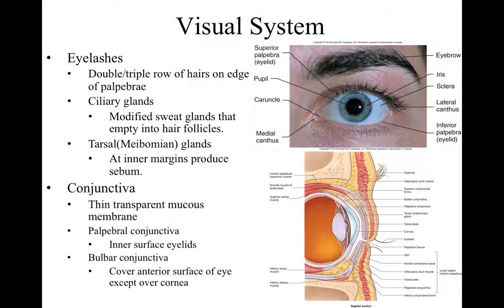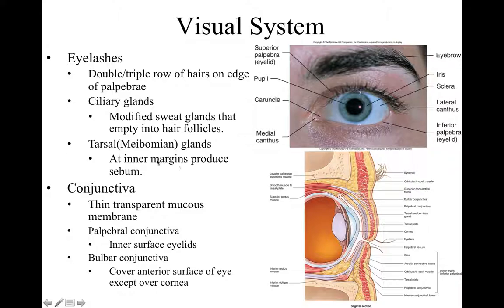So then we get to the eyelashes, and the eyelashes is either a double or a triple layer of hairs extending from the superior and inferior palpebrae right at the tip. Now, these actually will have glands on them as well. We have ciliary glands, which are actually going to be modified sweat glands, and these actually empty into the base of the hair follicles to help lubricate and keep the hair follicles healthy.